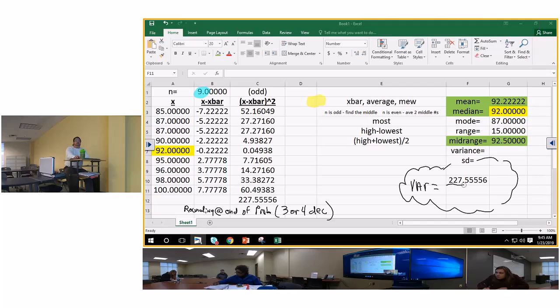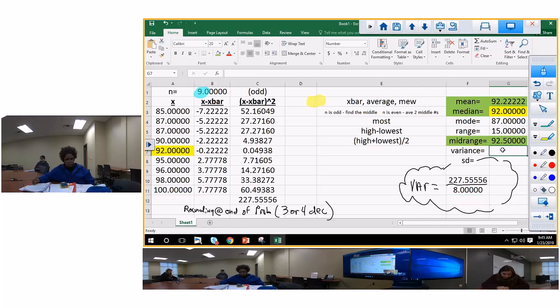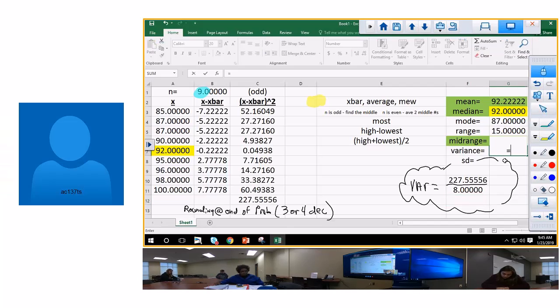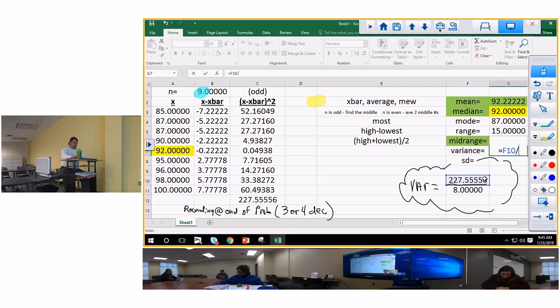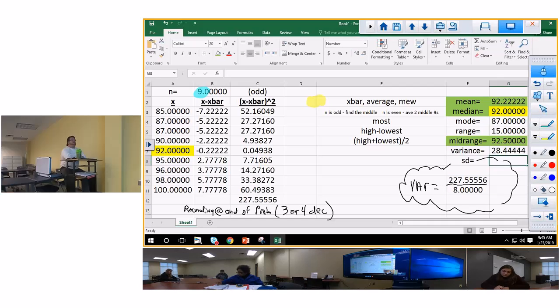All right, so what goes on the bottom? I'll do this calculation for y'all. 8. Aren't y'all impressed that I did that so quick? Yes, Hubert, I'm impressed. So the variance should be that number. So somebody do that in your calculator. And I get this number divided by 8. I get 28.44444.